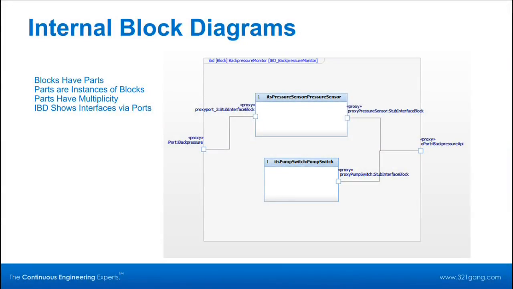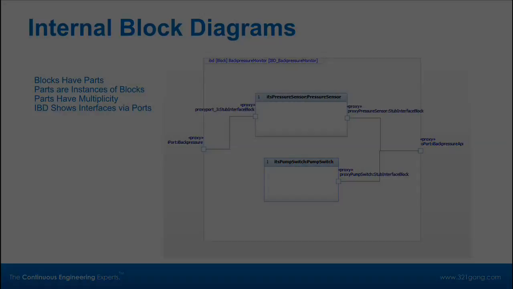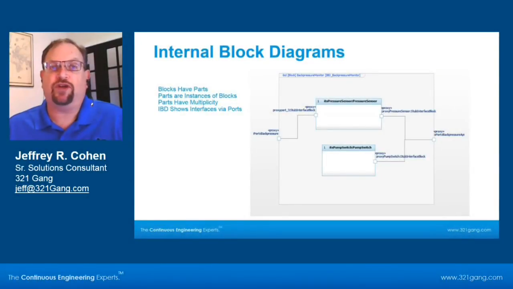An internal block diagram refines the block definition diagram. We take the block for each of those and we refine, we break it up, we decompose it into its parts. Literally, that's what we call these. These parts are blocks, and these parts have multiplicity. That means if you need more than one, you show them on here. We also show the interfaces between the outside block and other blocks on this diagram.